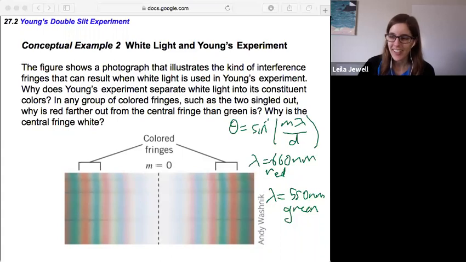We'll wrap it up there. Next time we'll get to see how we can see some thin film interference effects. But this brings us through Young's double slit experiment.